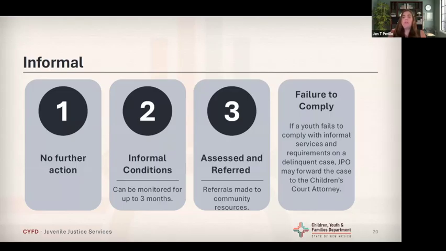If a youth does fail to comply with informal services or requirements on a delinquent case, the juvenile probation officer may forward that case to the children's court attorney.